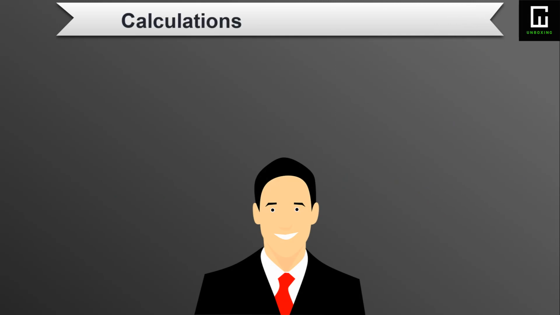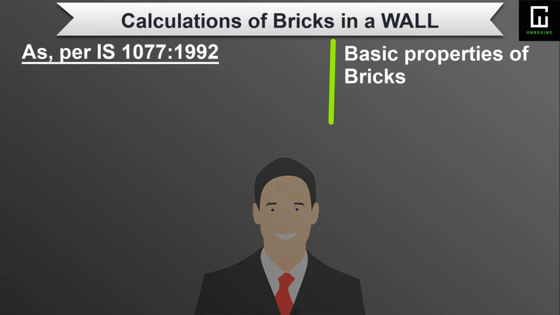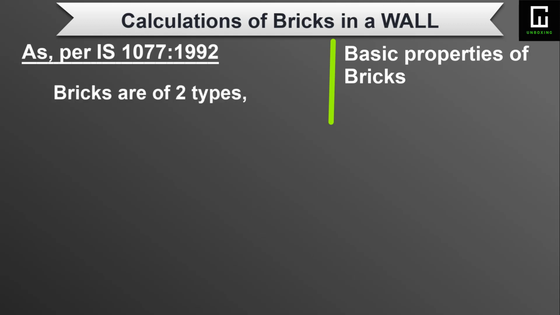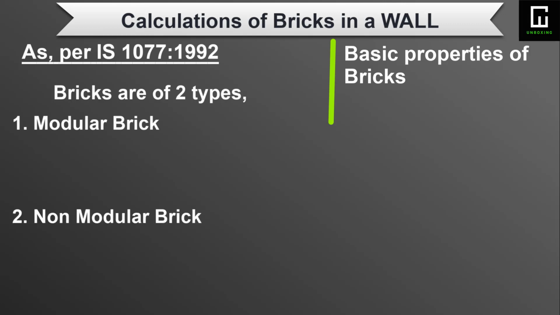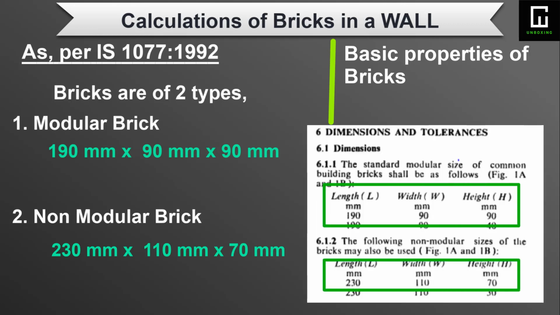So, at the very first, we will know the basic properties of bricks. As per IS code 1077, bricks are classified into two categories. They are mainly number 1, modular brick, and number 2, non-modular brick. In modular brick, we have the dimension of 190 mm by 90 mm by 90 mm, whereas in non-modular brick, we have the dimension of 230 mm by 110 mm by 70 mm.